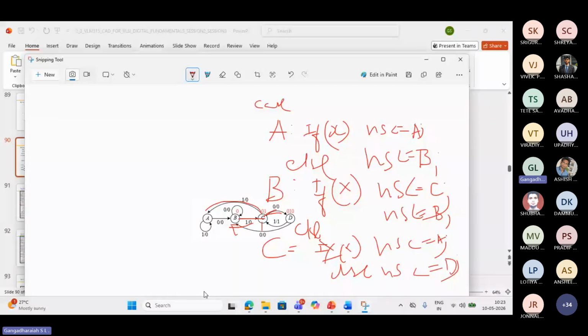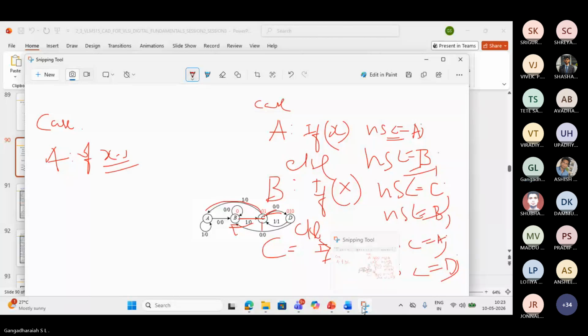Now let us say there is one more always block where I have the output case A. It is similar to the previous case A. If X equal to 1, NS is A, else NS is B. Here you can write the output in this case.